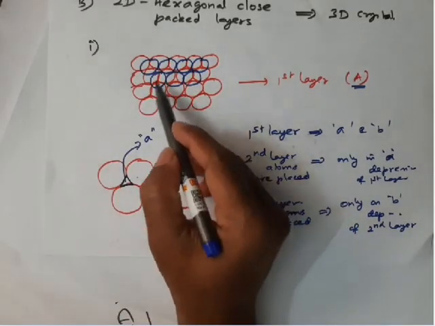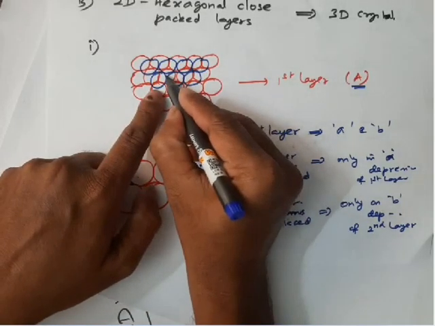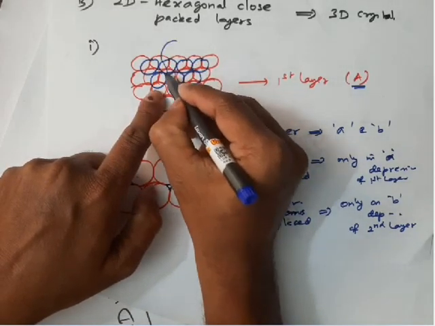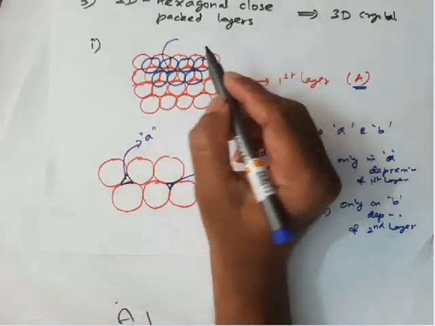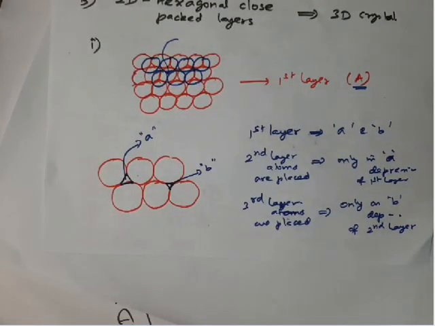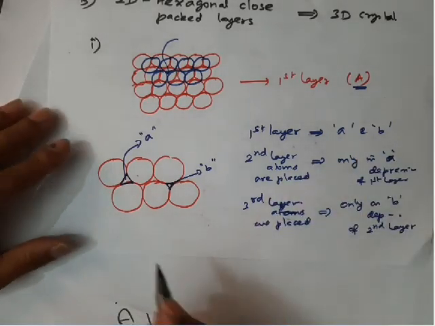Listen, if you draw and see, you can easily identify that in the second layer, this is B type depression, and exactly below the B type depression, I have an atom of the first layer. Therefore, if you place the third layer atom on the B type depressions of the second layer, that will coincide with the first layer. So that's very, very important. Keep this in mind.